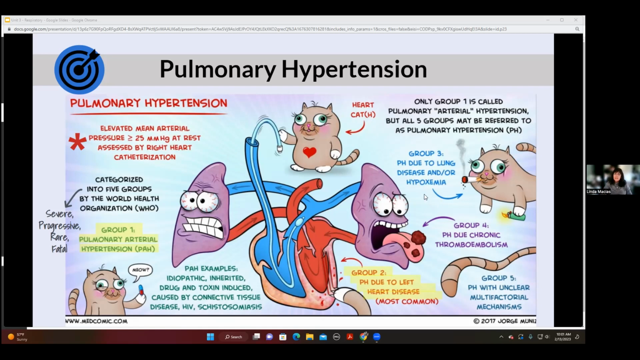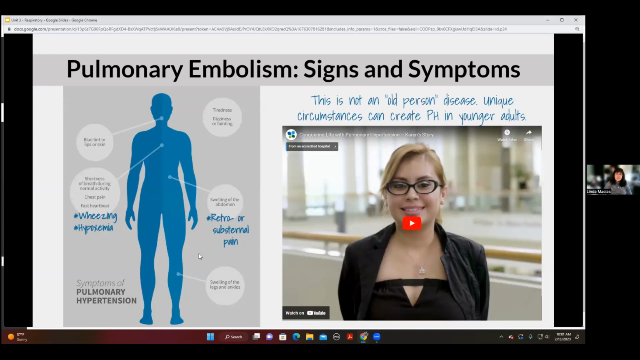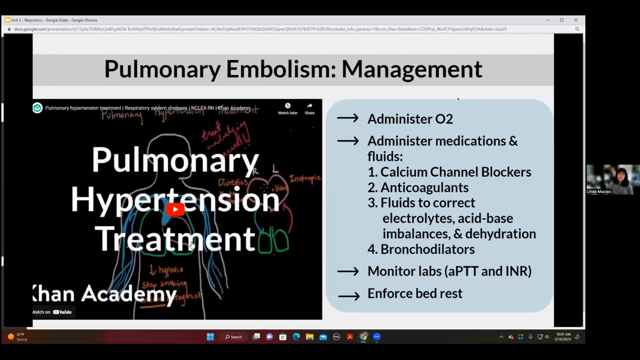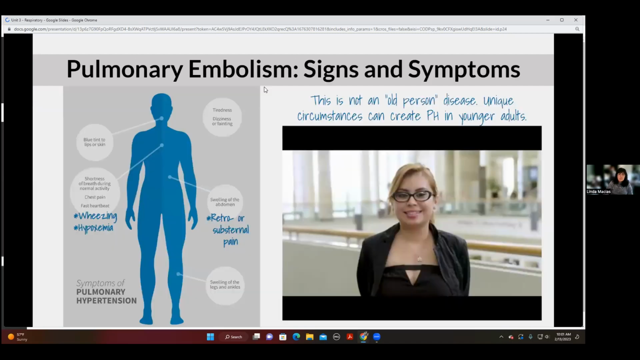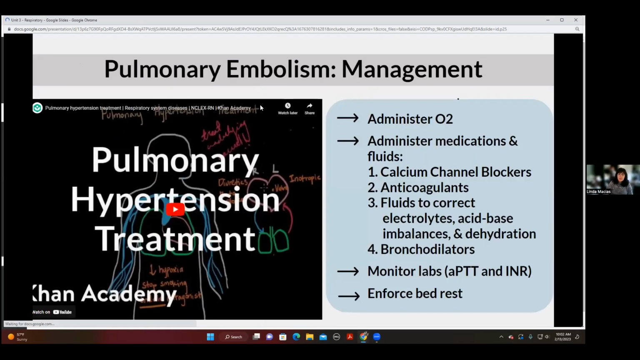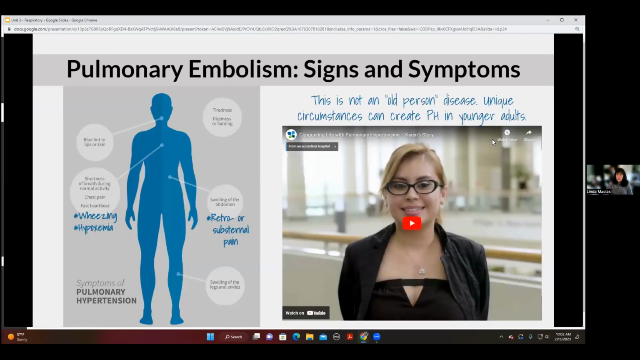But yes, lung disease can cause pulmonary hypertension. That is a pretty serious one. And embolism signs and symptoms, I do want to watch her, because then we're just down to what the management is. And we're almost done anyway.